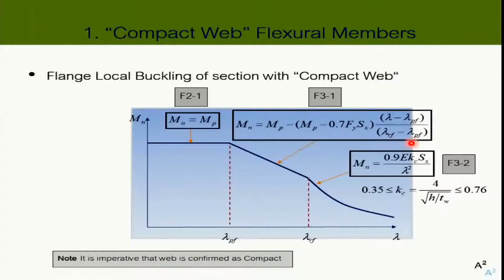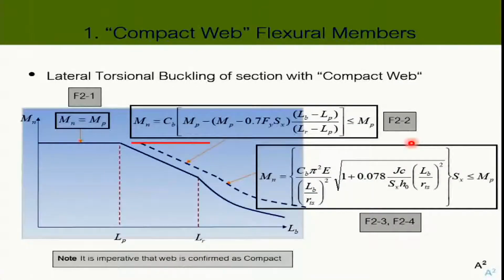Okay. The next one, now we look at the lateral torsional buckling. Again, it's pretty much the same. If your unbraced length is less than LP, you're going to reach MP. You can destroy your beam if you have LB or unbraced length less than LP. And if your unbraced length is greater than LR, you're going to have this.